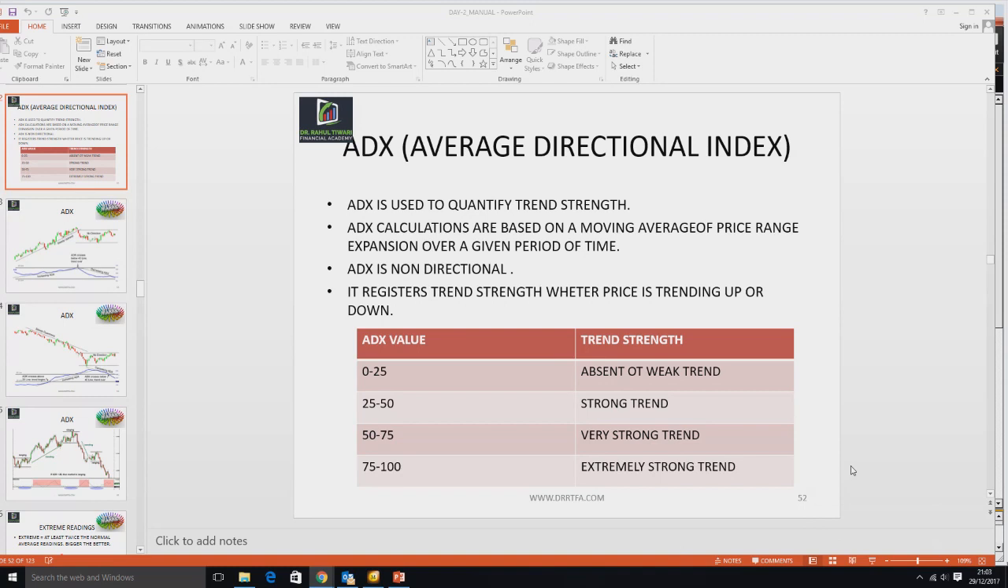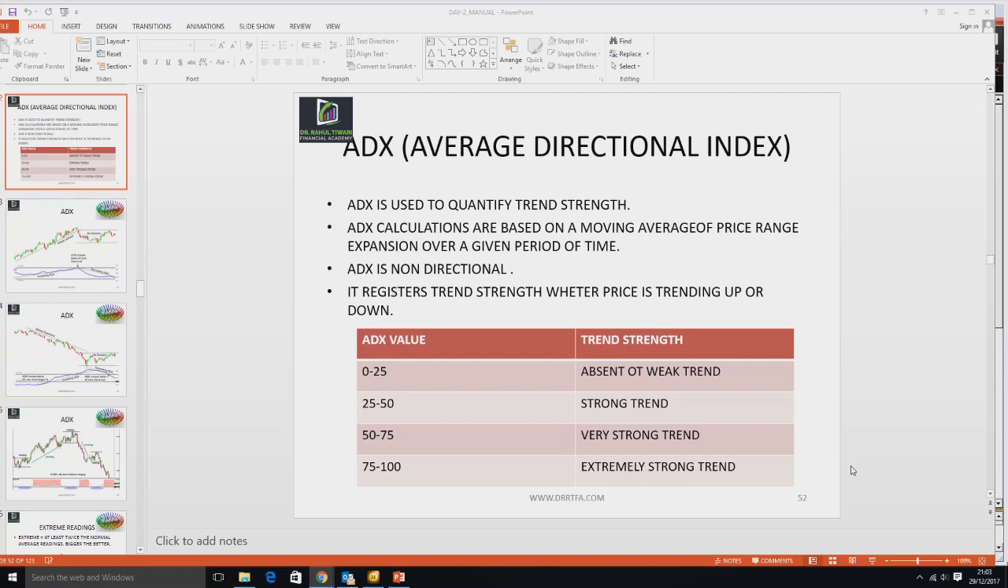Bollinger Bands and the ADX. Today we're going to see how you can use the concept of the ADX and the concept of the Bollinger Bands effectively in your trading. Just to refresh yourself, what is ADX first? We go on to our course slides once again.